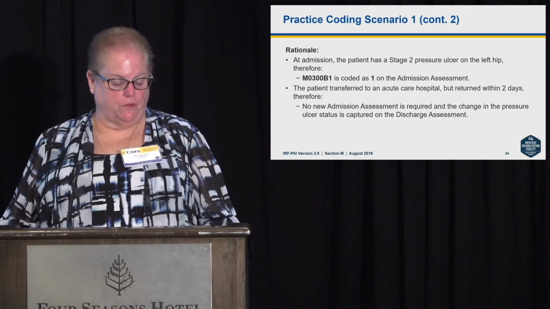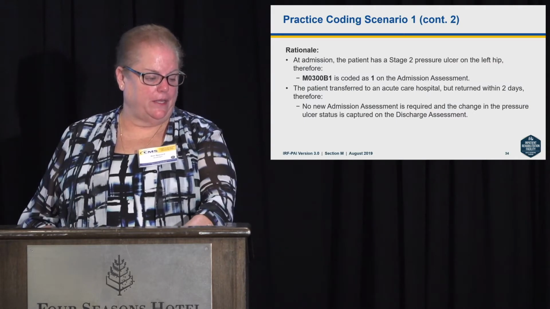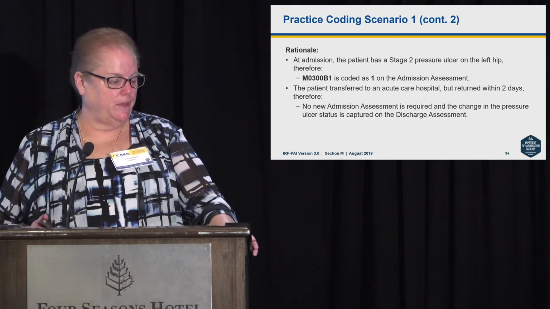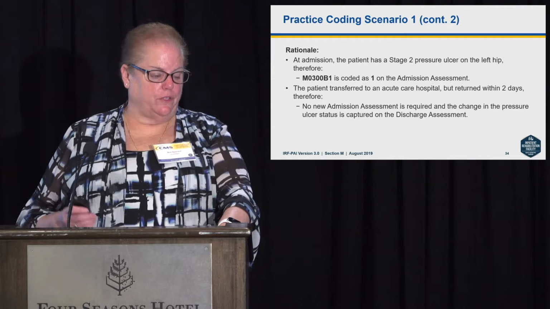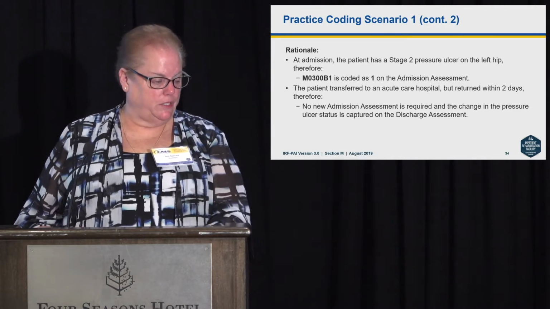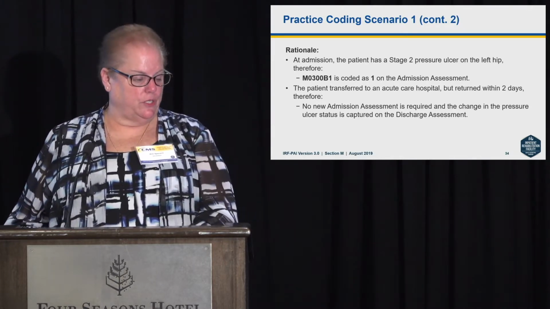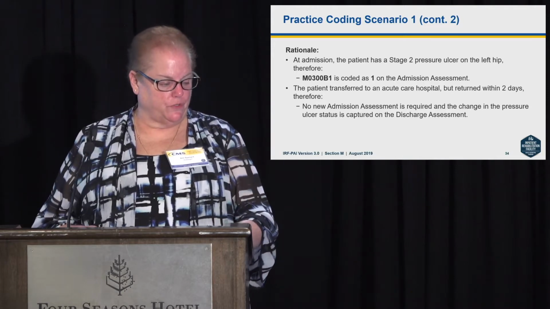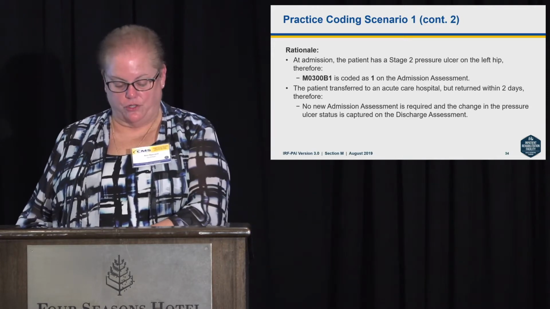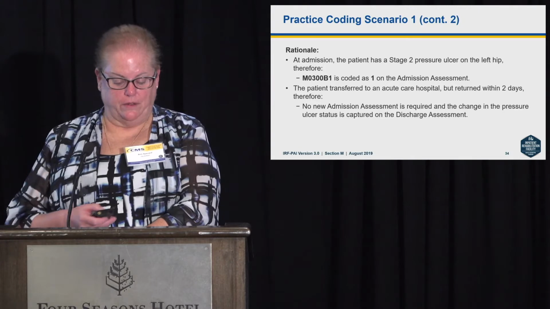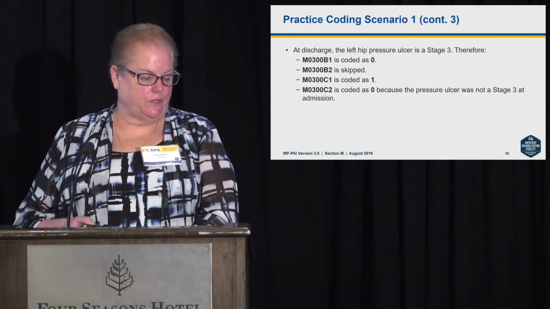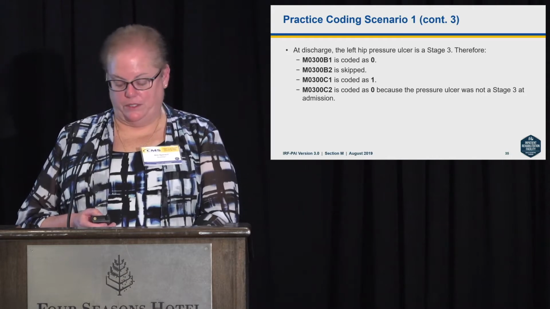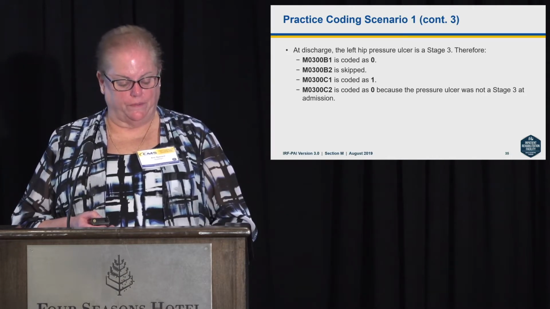So this goes through the rationale, we talked about that. They had that stage 2 on the left hip. We coded it as a 1. Then the patient transferred, developed, returned in those 2 days. There was no new admission assessment that required a change in the pressure ulcer status, so it's captured on the discharge assessment. And so that's how we had our coding here. So the stage 3 was not present upon admission.